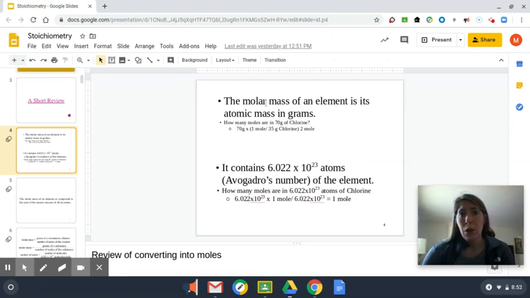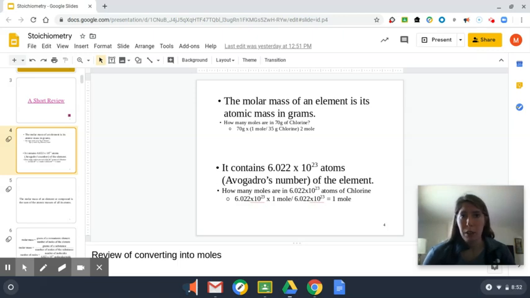You need to know how to solve for molar mass. You're going to need to be able to use a periodic table and a calculator. If you need a review on how to solve for molar mass, go back into Google Classroom. You can Google it yourself. This is something that you should 110% know how to do. The molar mass of an element is its atomic mass in grams.